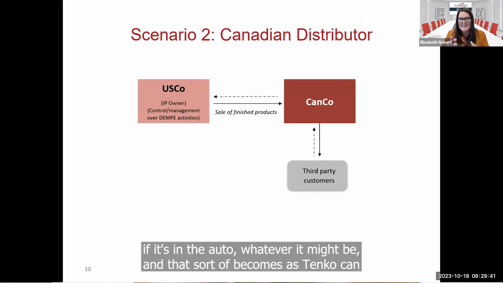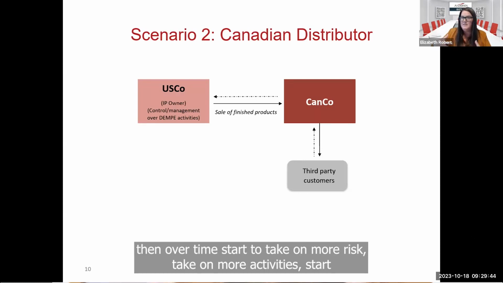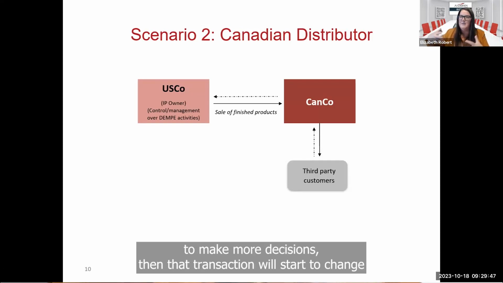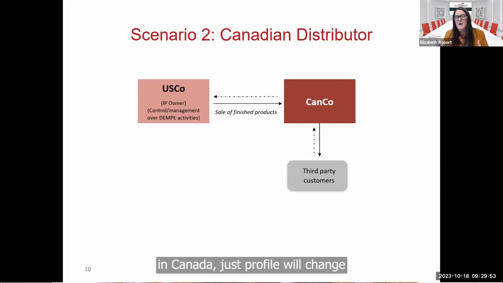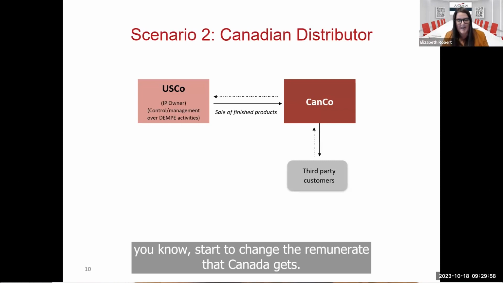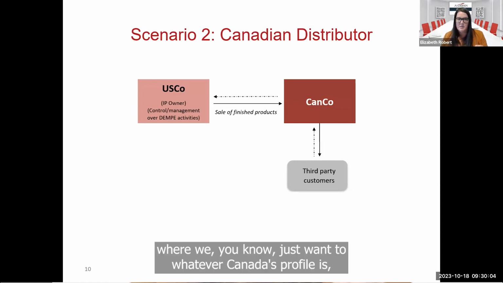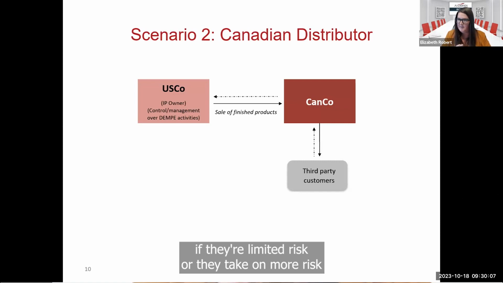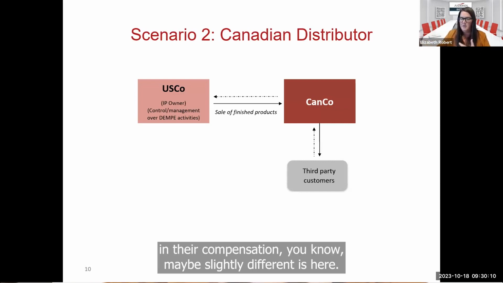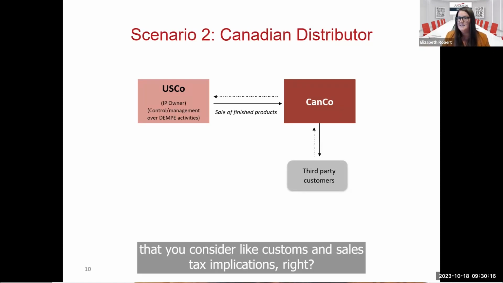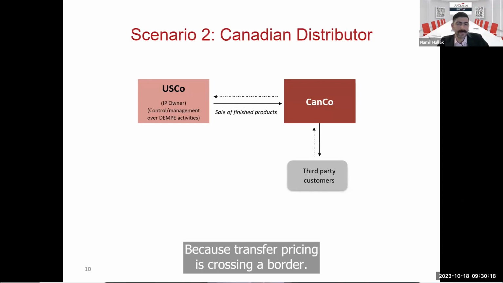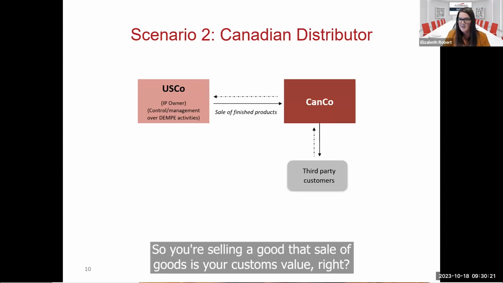As Canco can then over time start to take on more risk, take on more activities, start to make more decisions, then that transaction will start to change and Canada's profile will change. And that will start to change the remuneration that Canada gets. The one thing here in these situations, whatever Canada's profile is, if they're limited risk or they take on more risk and their compensation is maybe slightly different, is that you really need to make sure that you consider customs and sales tax implications, right? Because transfer pricing is crossing a border, so you're selling a good.